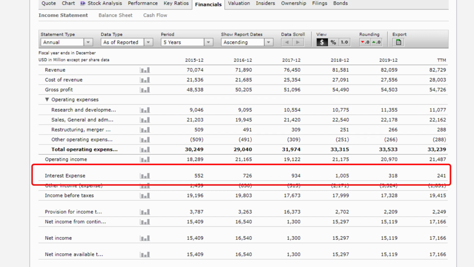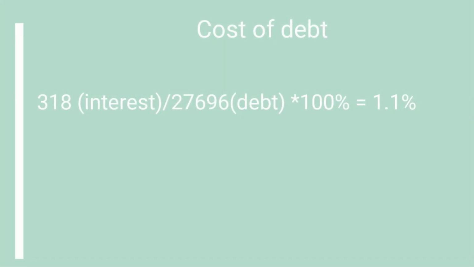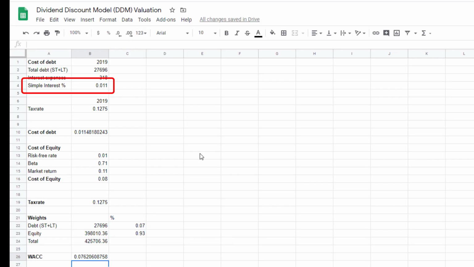To calculate the cost of debt, we need to know how much they paid in interest. That item can be found on the income statement right here. To calculate it, we will use last year's debt and divide it by the interest expense. Dividing that gives us an interest of 1.1%. So we enter that here in our spreadsheet. So we enter 0.011 to represent 1.1%.